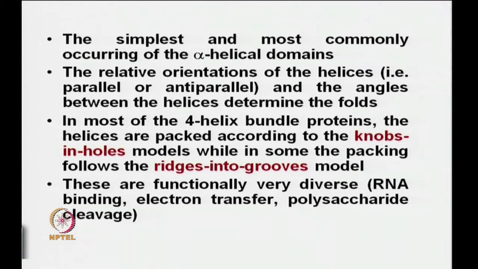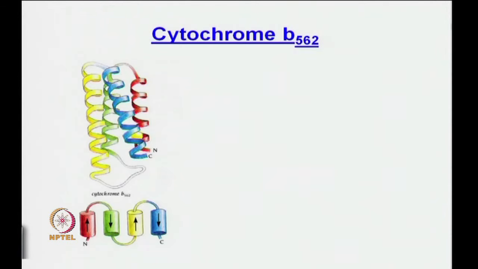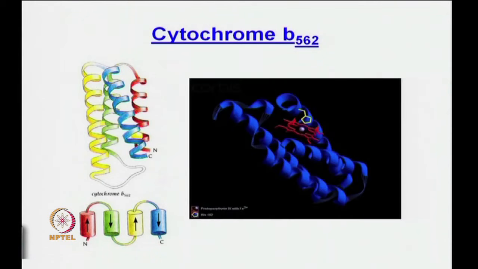Now, these are functionally very diverse, starting from RNA binding, electron transfer, so cytochrome based protein, and then polysaccharide cleavage and so on. So, this is cytochrome B562, an electron transfer protein, as I was telling you. It is a typical 4-helix bundle. Okay. This is a better picture of that. It is a heme protein, that means it has this heme moiety, and this is a histidine ring which is binding to the Fe iron out here. So, this 4-helix bundle of cytochrome harbors a heme moiety.